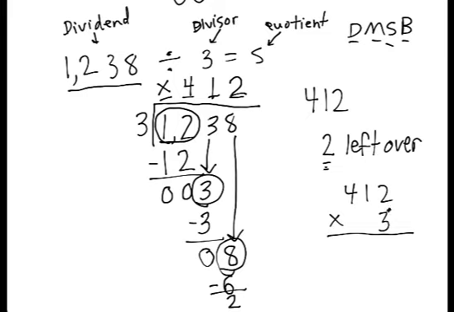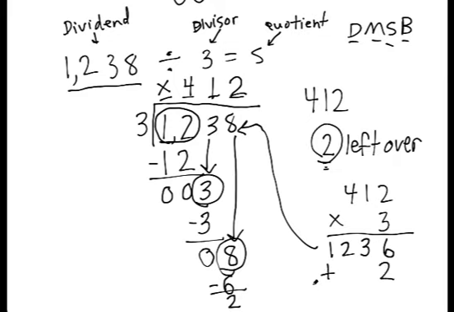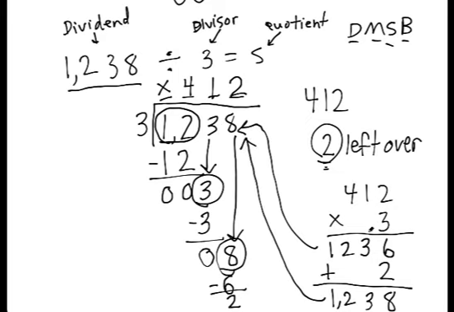Let's find out. 3 times 2 is 6. 3 times 1 is 3, but that's in the tens place. 3 times 4 is 12 in the thousands place, hundreds place. Now I got 1,236. Notice I did not get this answer yet. I have to take my leftover and add that back to it at the end. Add that back, and there we go. That looks better. 1,238, check it out, 1,238. So I know I got this problem right.